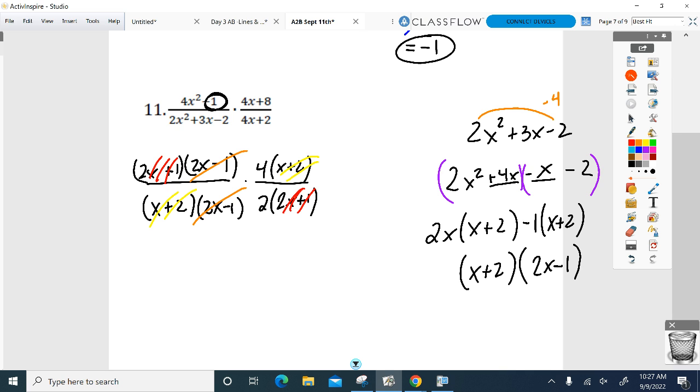Now, we could still keep going, but maybe you don't see that. And that's fine, because watch what's going to happen. If you don't see that we could still cross out, what's the only thing left in the numerator? A 4. What's the only thing left in the denominator? Okay, now do you see it? Even though you may not have seen it within the rest of it, you know my final answer has got to be 2. Okay.